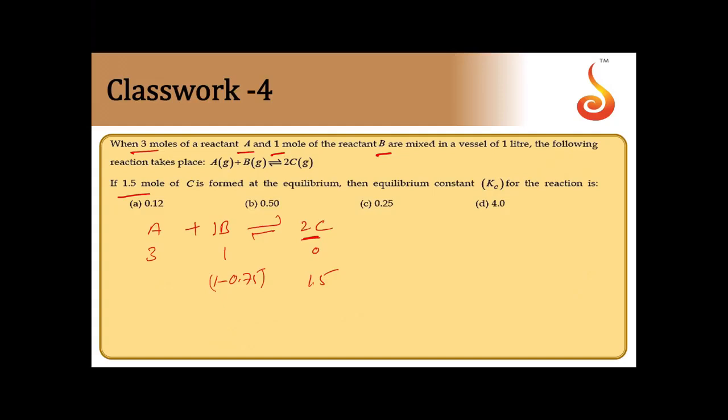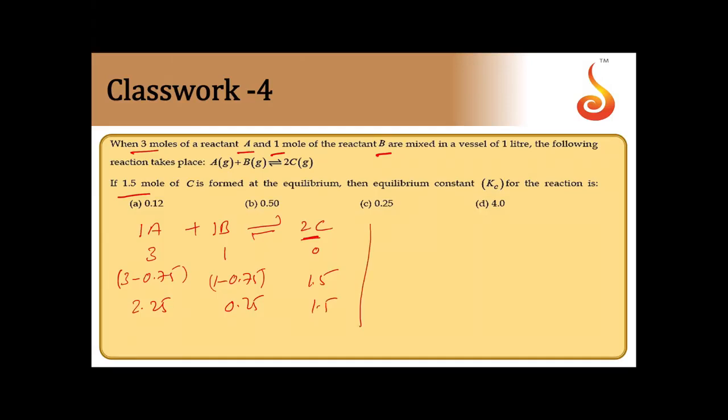Here also, in the same way, 1 mole of A gives rise to 2 moles. We got 1.5 moles, so again 0.75 should react here. So 3 minus 0.75. So the remaining moles are 2.25 here and 0.25 moles here. 0.25 and 1.5 we have. All of them are equilibrium moles.